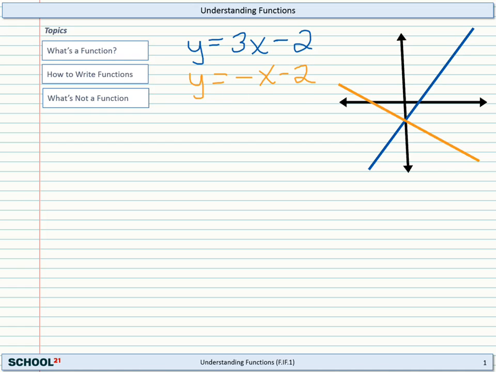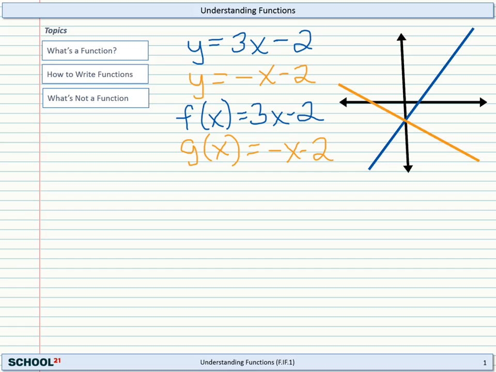So let's start to use some function notation. So now I've rewritten each one of these equations in function notation form. Okay, so instead of y equals 3x minus 2, I have this f and then in parentheses x equals 3x minus 2, and then I have this g in parentheses x equals negative x minus 2. Now at first this is probably going to seem a little bit confusing, but once you get used to it, you'll realize, wow, this actually makes things a lot clearer.